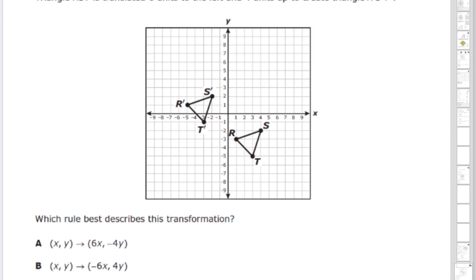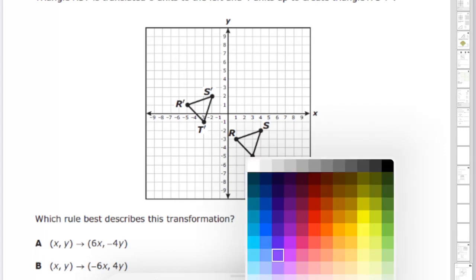questions. All right, so first thing we're going to do is read the question, and the question says, triangle RST is translated 6 units to the left and 4 units up to create triangle R prime S prime T prime. Which rule best describes this transformation? So after reading that question, I noticed there are some keywords there that I'm going to circle and write some words about it so that I remember some things.